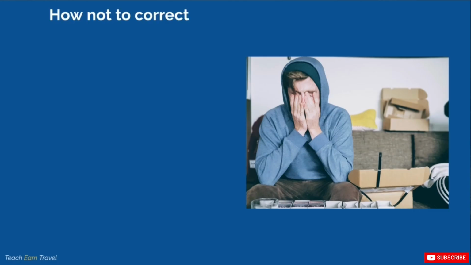So let's talk about what we shouldn't do first. So how not to correct. Don't just say no, wrong, incorrect, that's not right. We want to avoid this wherever possible. If we say no or wrong, well, first of all, there's no information there for your students. They have no idea what they did wrong. There's nothing to help them to correct themselves, which is the ultimate goal. We want our students to correct their own mistakes. These are also very negative words, and we want to create a positive atmosphere in our classroom.